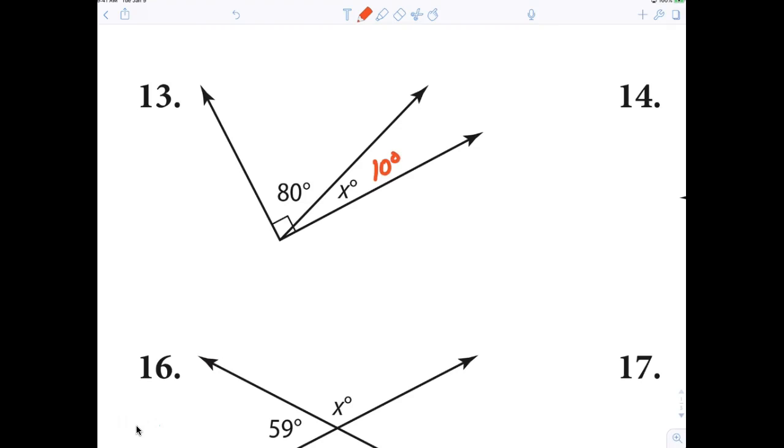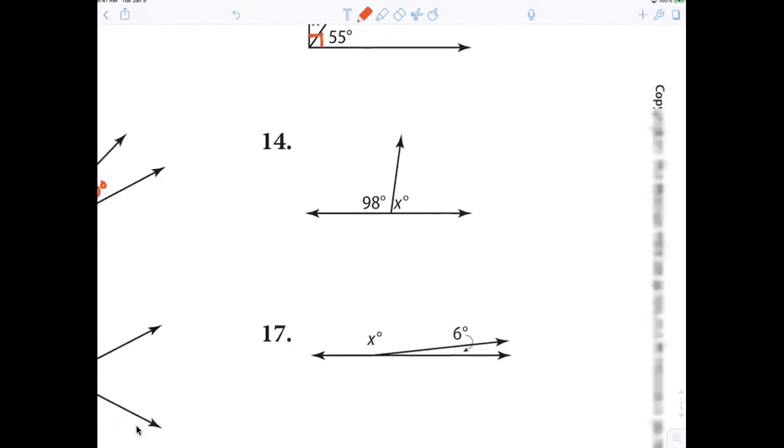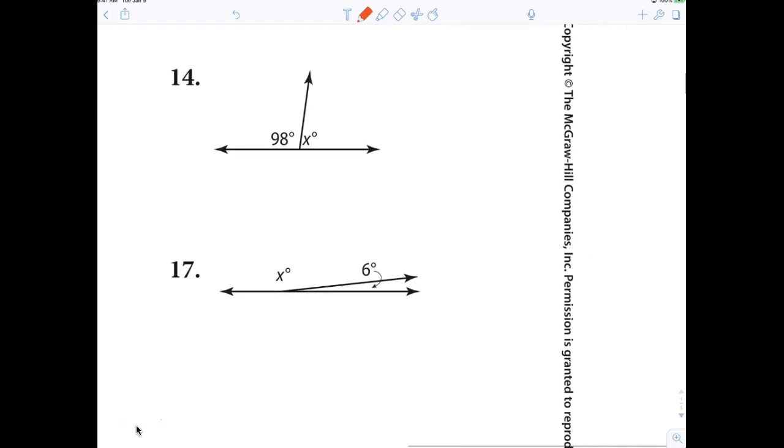You good? Come on, guys. Speak up. Ian, you good? All right. 14. What is that called again? Supplementary. So the answer to 14 is what? 82. Pretty happy with that. 82 degrees.